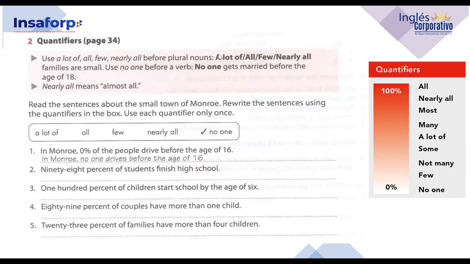And there is one characteristic about these things: tenemos que fijarnos que el noun esté en plural. Entonces el noun tiene que estar en plural para que lo ocupemos antes de eso, yes? For example, a lot of, all, few, nearly all families are small. Entonces, the context that we have here is plural, okay? So be careful with that one, because we are going to use plurals with these quantifiers.